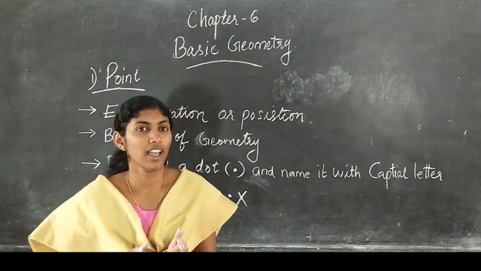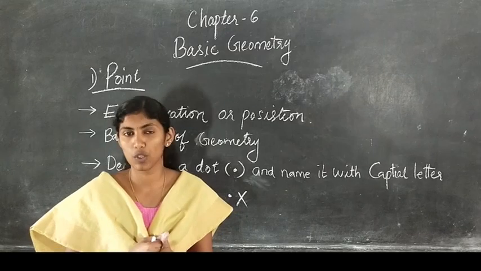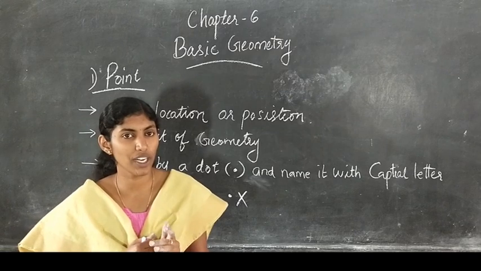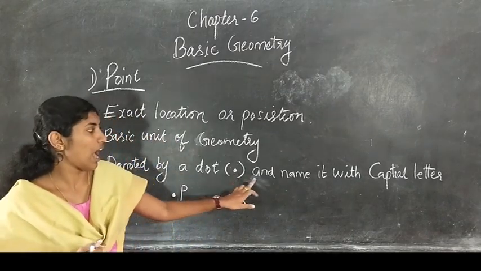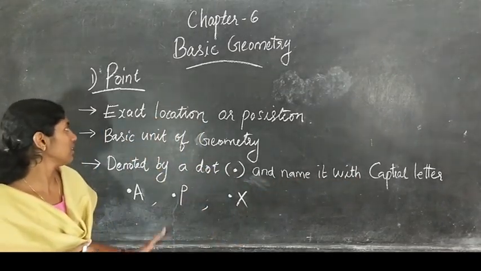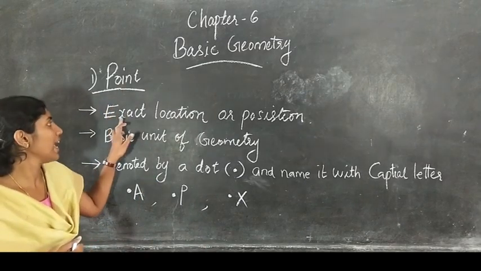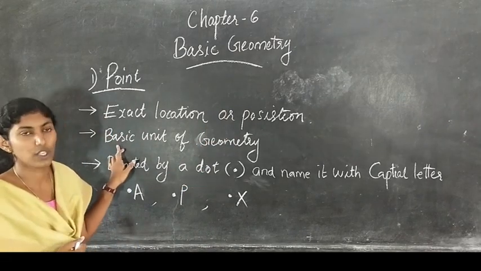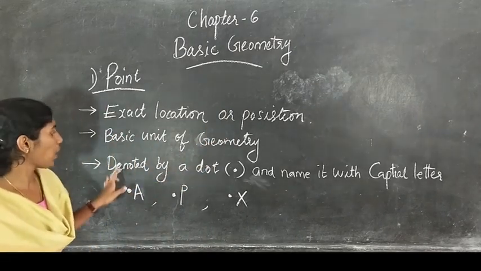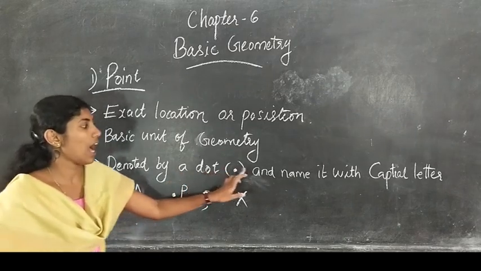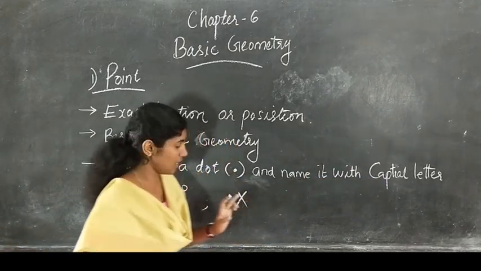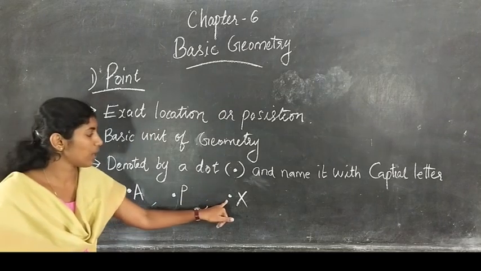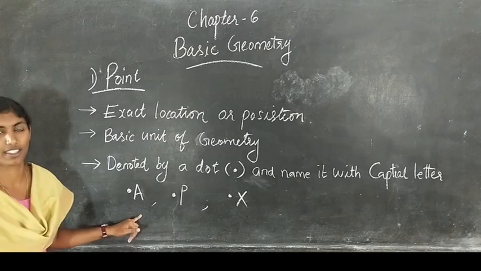Point is an exact location or position. It is the basic unit of geometry and it is denoted by a dot, and it is named with a capital letter. For example, point A, point P, point X. These all are points. Clear?